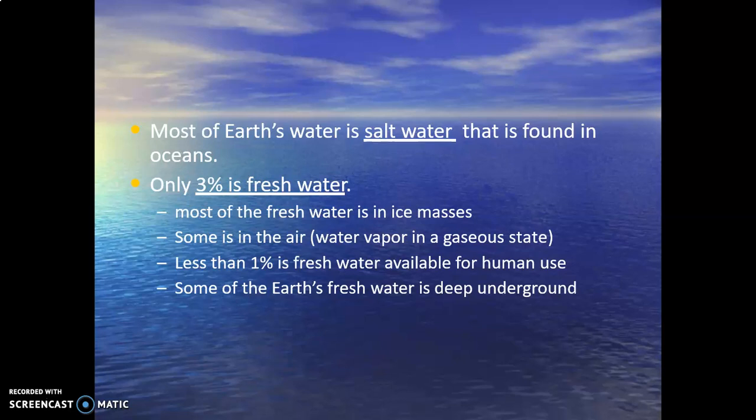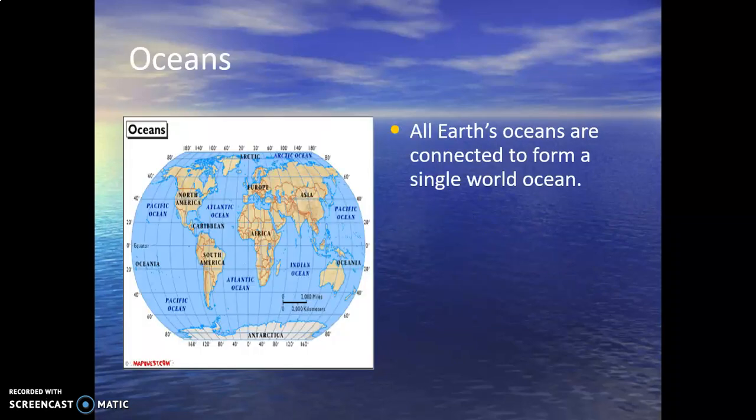When we say fresh water, we mean that it is not salty. And most of this fresh water is found in ice masses like icebergs that I will be showing you later in this video. And some of the water is in the air, in a gas state. And less than 1% of this fresh water is used for human use, which is a very small amount. And some of the Earth's fresh water is deep underground, and I'll be showing you the underground water later in this video. So let's start with salt water.